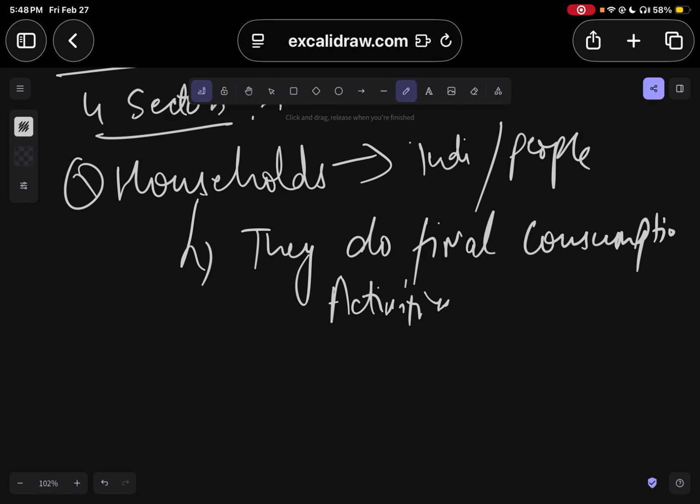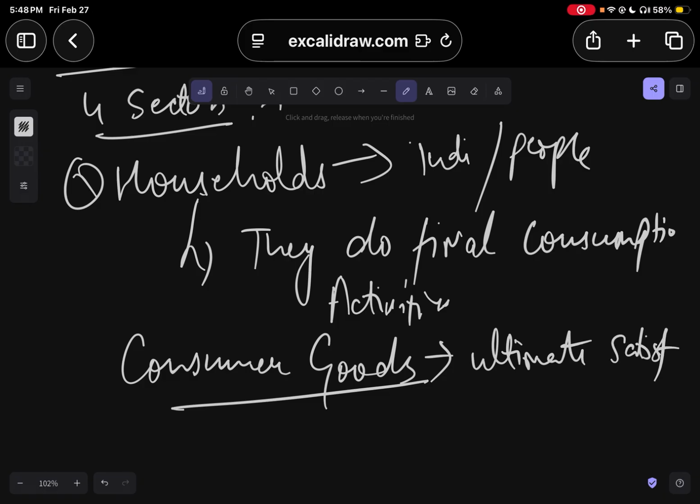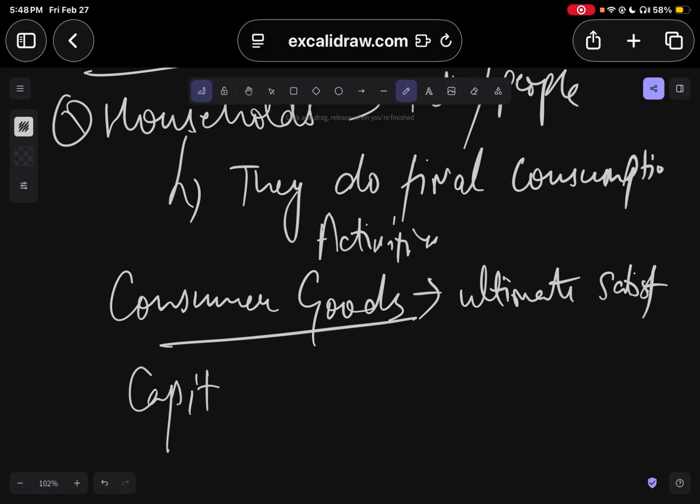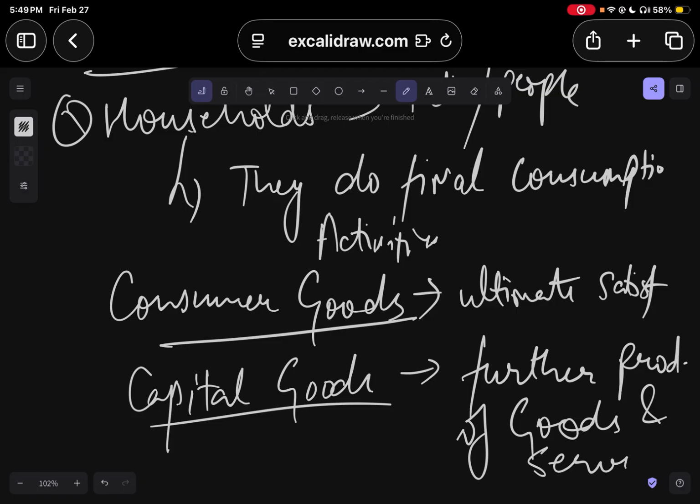Then we have consumer goods and capital goods. Consumer goods are basically all those goods which are used for ultimate satisfaction of the individual and household, and capital goods are all those goods which are used for further production of goods and services over a long period of time.